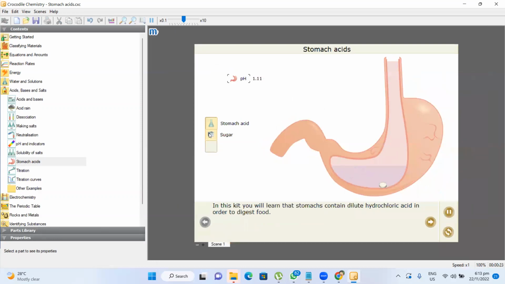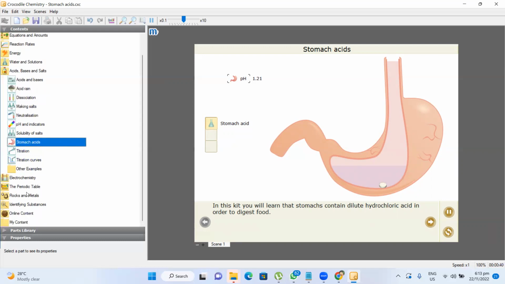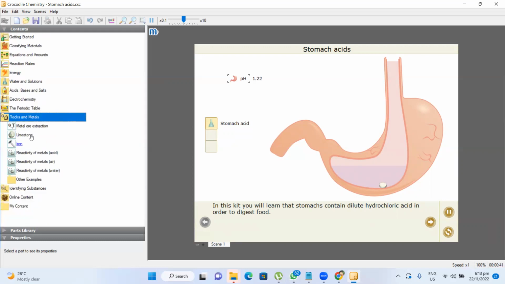Therefore, when you put sugar this time, it will take some more time to digest. The process will be slow. That is the idea of indigestion, like how stomach acid burns. Likewise, we can test different other things. Let me show one another thing. This is using the rocks and metals.